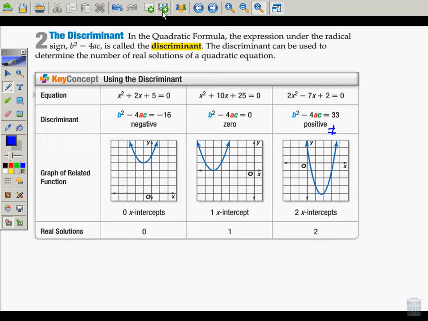That's why this happens, and you can just use the discriminant to see how many solutions there are to a problem, and it's just b squared minus 4ac. Notice you don't have to take the square root because all we're looking at is if it's negative, 0, or positive.